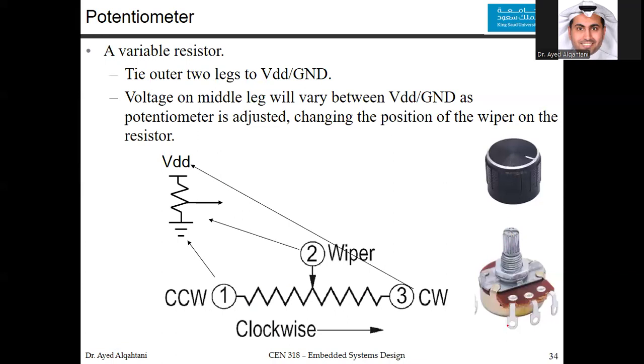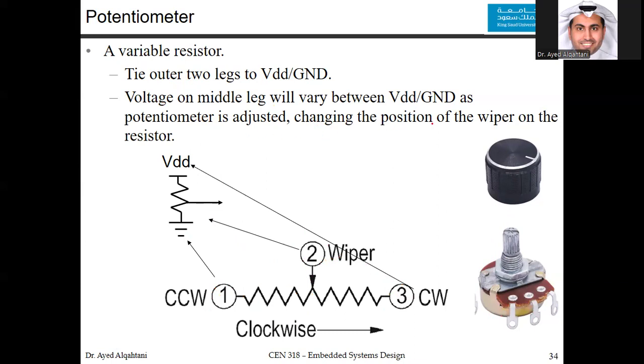Anyway, the idea here, you have 3 pins. One of them is connected to the ground. The other is connected to the VDD. And here you have a variable resistance input. So you tie the outer 2 legs to the VDD and the ground, and the voltage in the middle leg will vary between the VDD and the ground as a variable resistance.